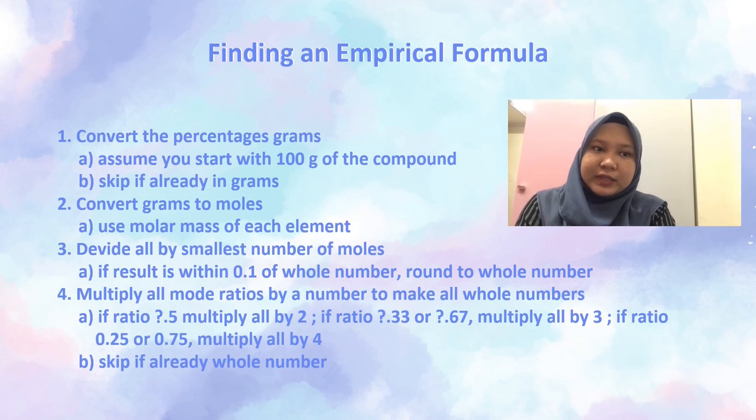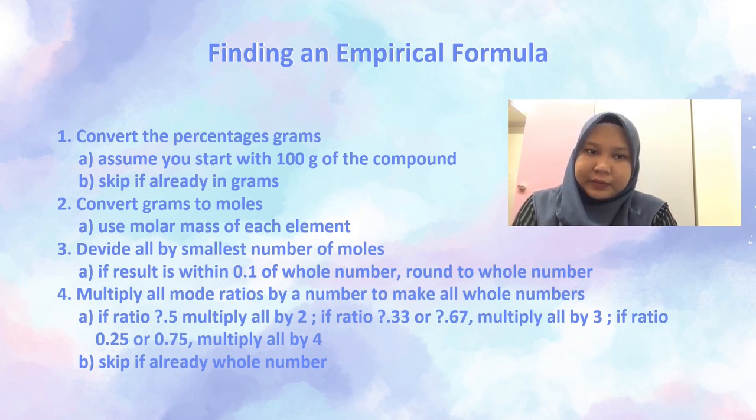First, convert the percentage to grams. Assume you start with 100 grams of compound. Skip if already in grams. Second, convert grams to moles. Divide all by the smallest number of moles. If the result is within 0.1 of a whole number, round to the whole number. And last, multiply all mole ratios by a number to make all whole numbers.